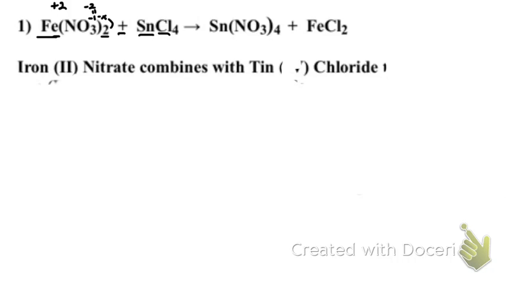Now we've got to figure out the charge on our tin. If you look, chlorine is a halogen. It's in group 7. The charge on all group 7 elements is -1. So 4 times that -1 equals -4. So if the charge on our chlorine is -4, the charge on our tin must be +4. So this is tin 4 chloride. So far we have iron 2 nitrate combines with tin 4 chloride to yield. This sign right here means to yield or to form.